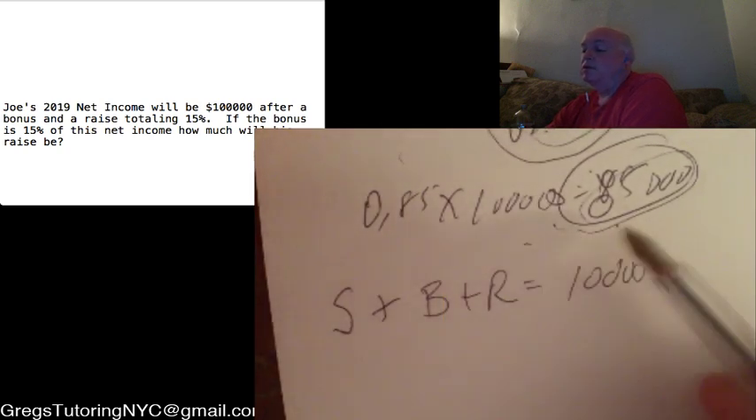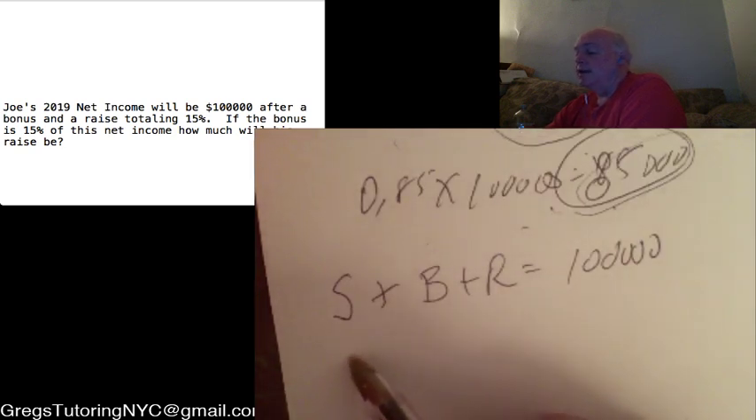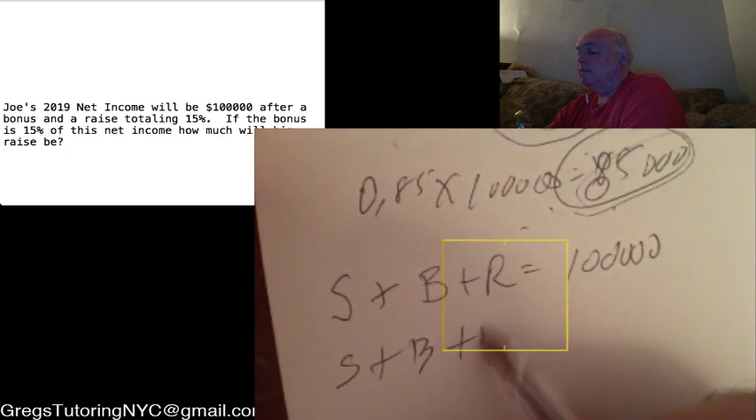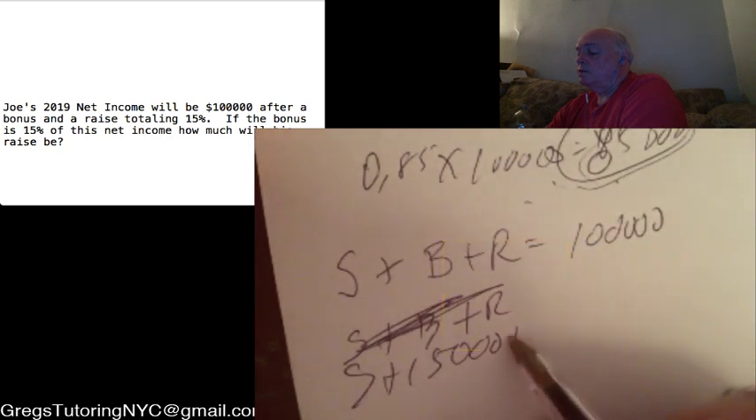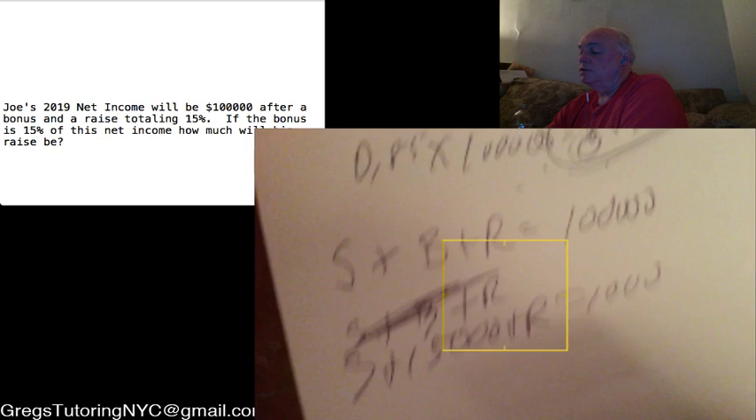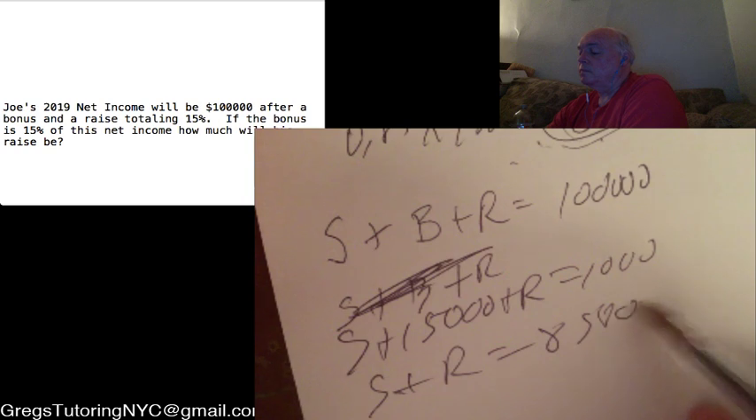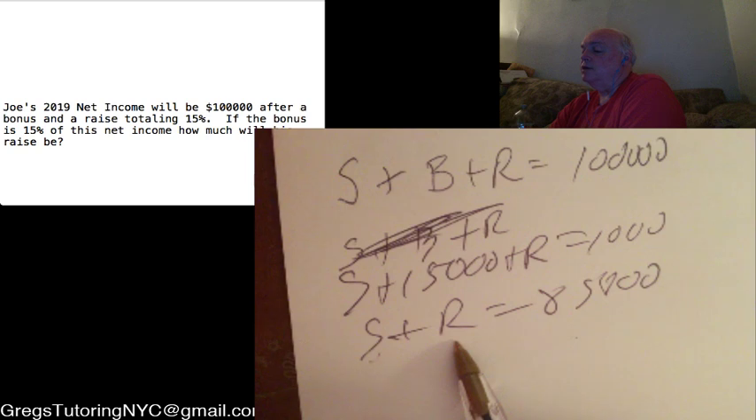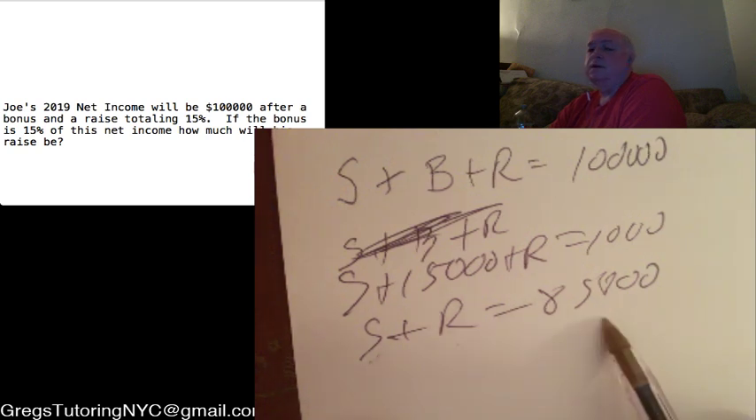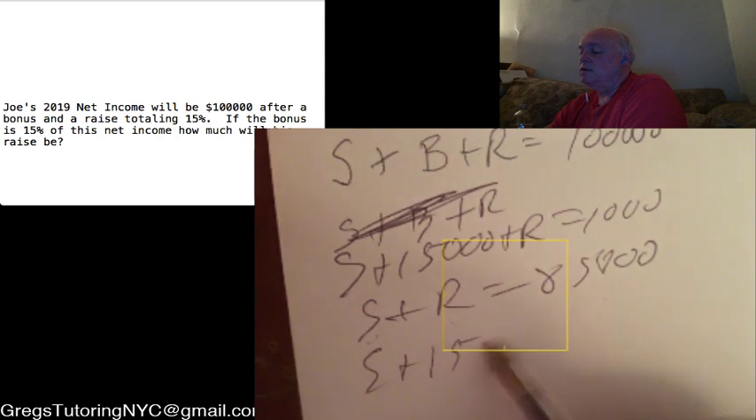We now know his bonus was 15,000, giving him 85,000. So we can add it in here, plus his raise equals 100,000. And if we subtract it out, we're just chasing tails. So we get 85,000. His salary plus whatever he got in his raise is 85,000. Okay? We know his raise was 15%. So if we do salary plus 15 equals 85,000.